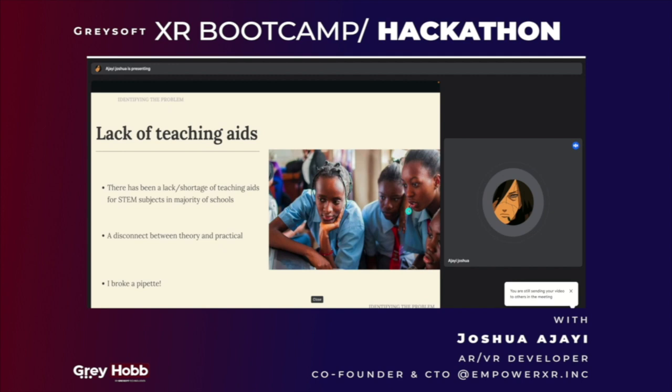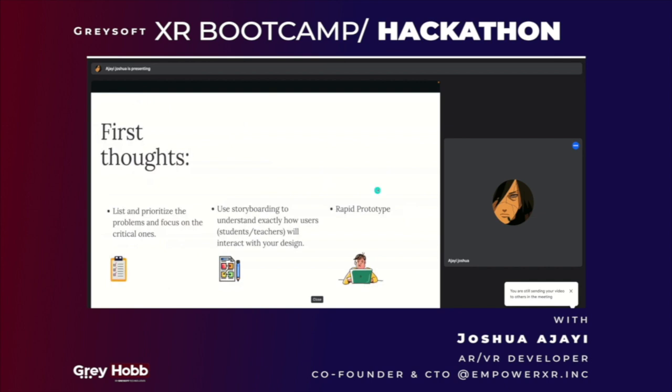Okay, so again, like we looked at in the first experience, the first thing to do as a prototyper is to list and prioritize the problems, and then you want to focus on the critical ones. This is especially important in large scale projects. You want to look at the project itself, list all the problems you're trying to solve, and then focus on the critical ones. You want to use your storyboarding again, as in this case, students and teachers want to use storyboarding to understand how users interact with the design.